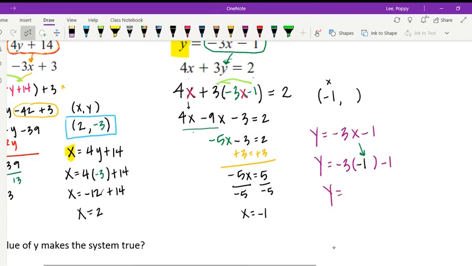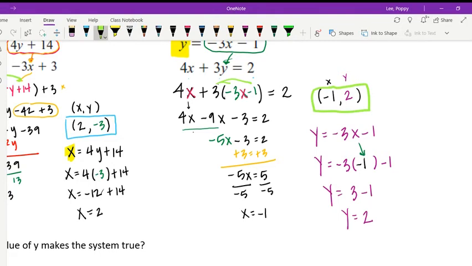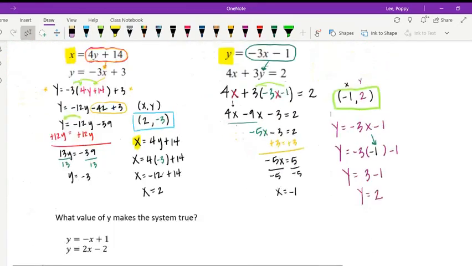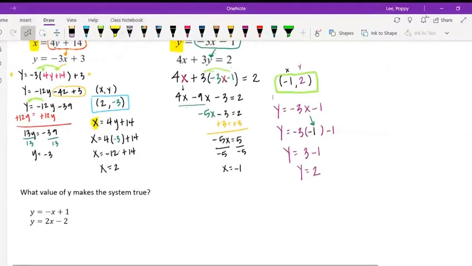So y equals -3 times -1 is +3. +3 minus 1 is 2. So your ordered pair, your x comma y, is -1, 2. There's your answer. Again, guys, please take the time, go back through, double check to make sure you understand everything before moving on.